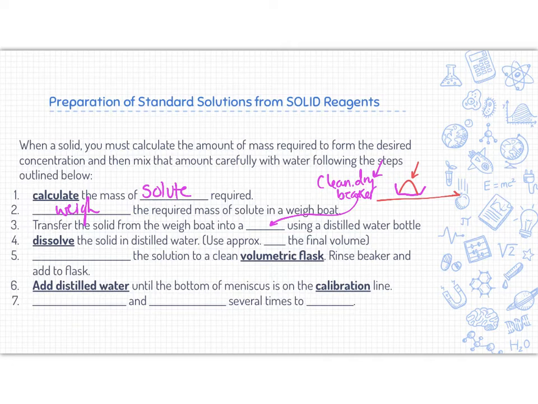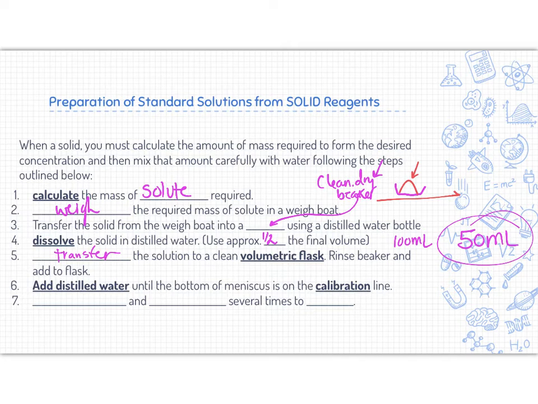Using a distilled water bottle, we just want to make sure that what we are dissolving is pure. We are adding no contaminants. We're going to dissolve the solid in the distilled water using approximately half of the final volume. So if I am making a 100 milliliter solution, I'm going to dissolve my solute in about 50 milliliters of water. We're going to transfer the solution to a clean volumetric flask. It does not need to be dry. And we're going to rinse the beaker and our stir rod and whatever else into the flask.